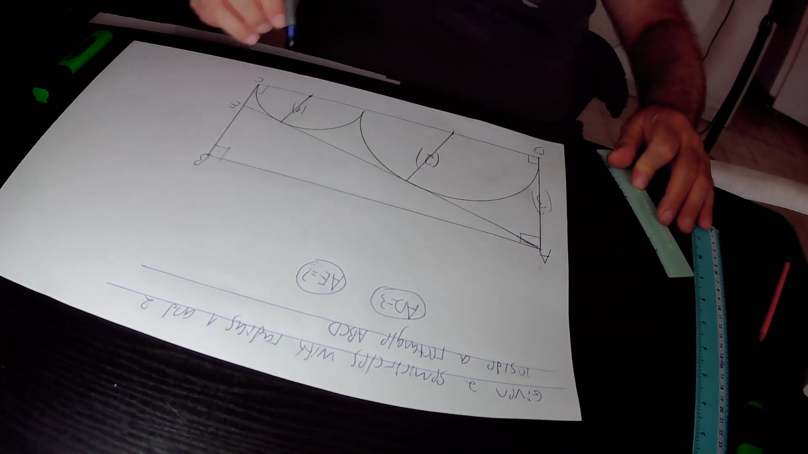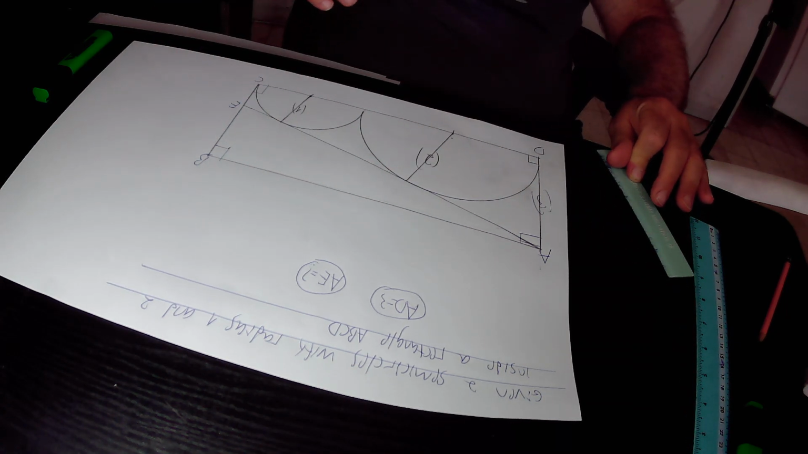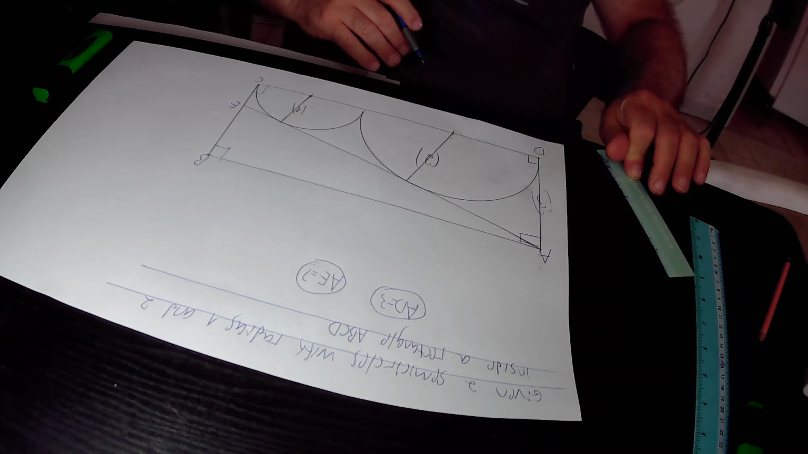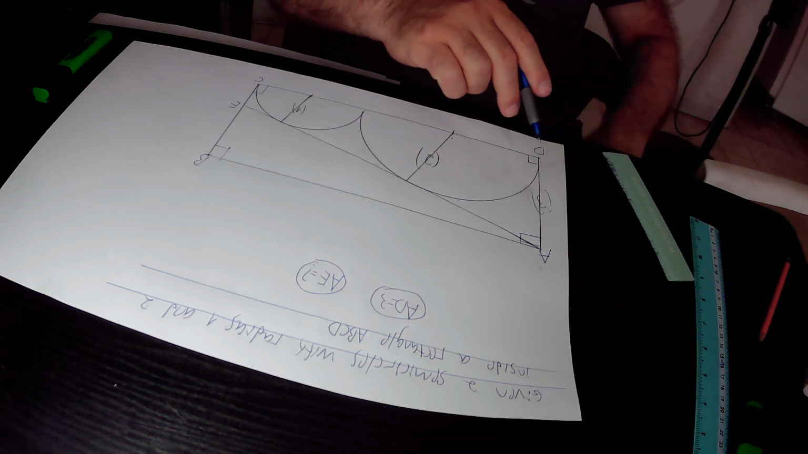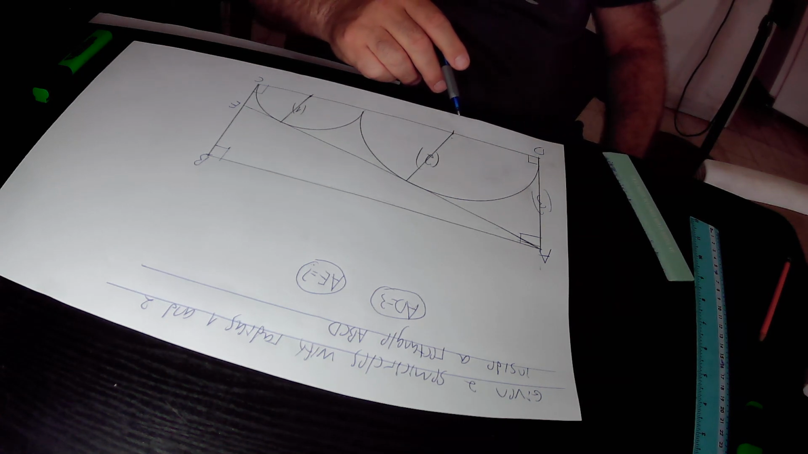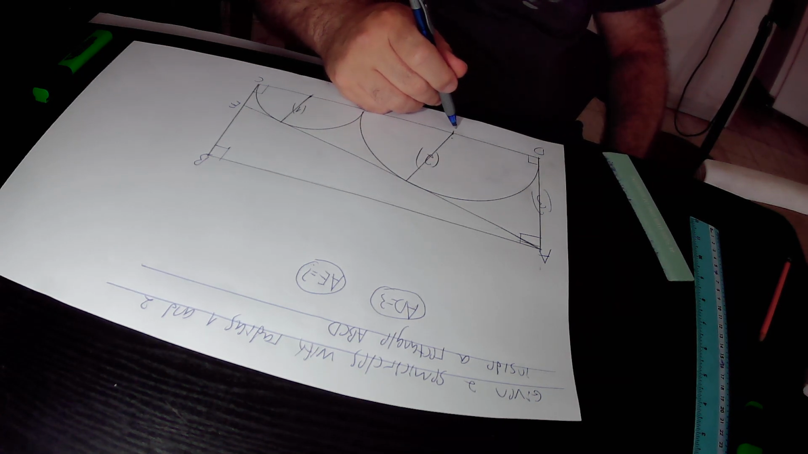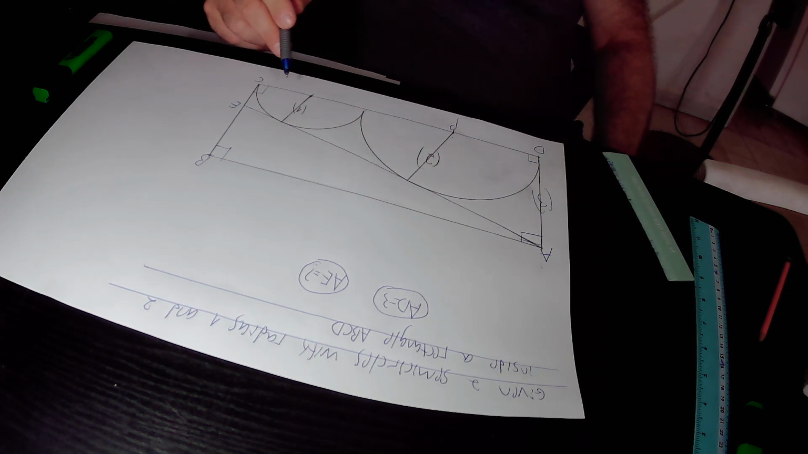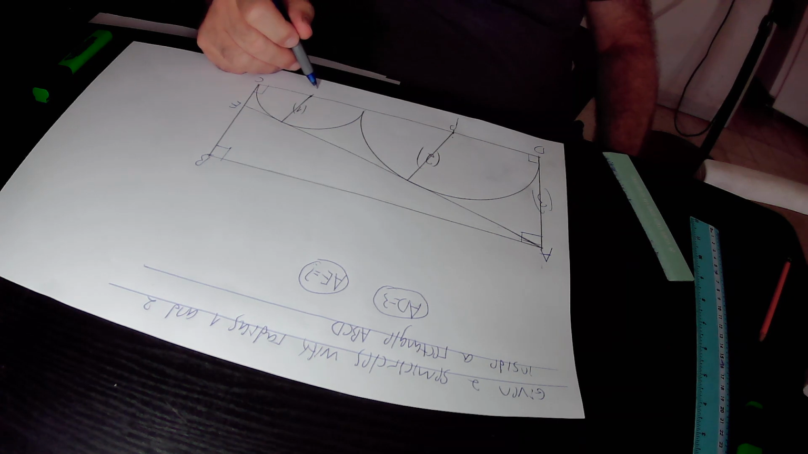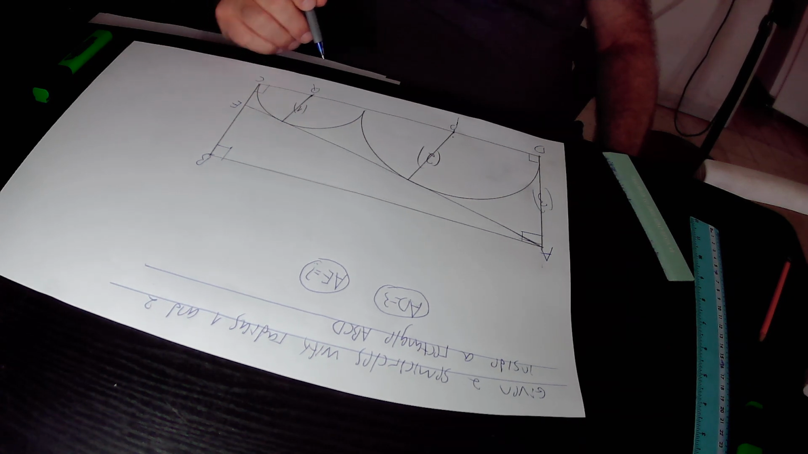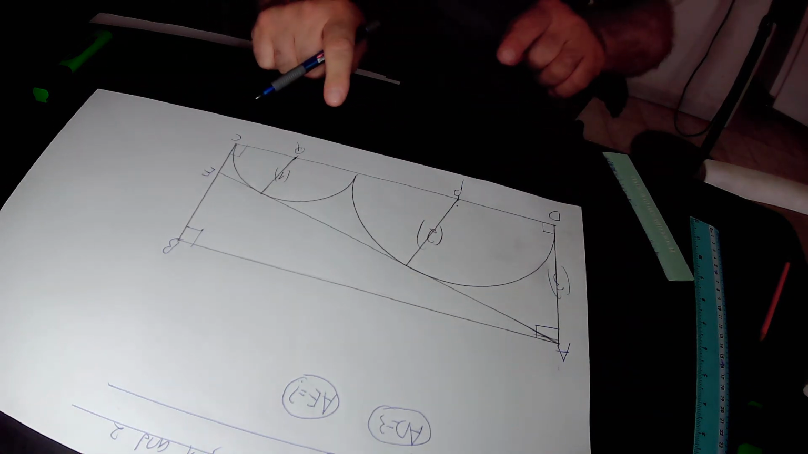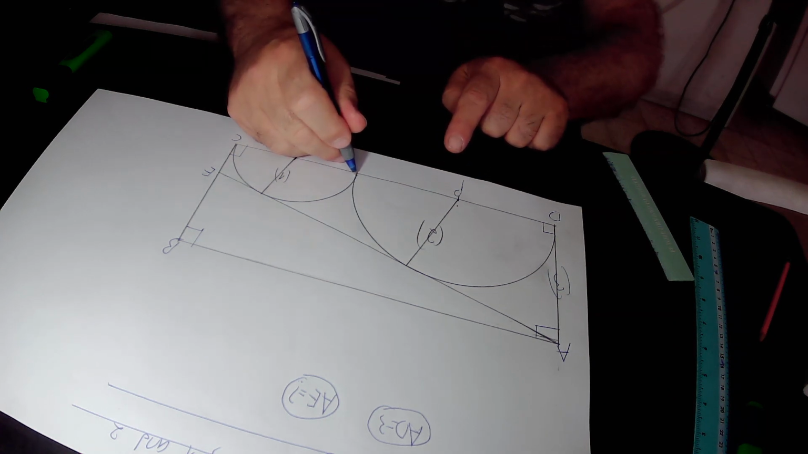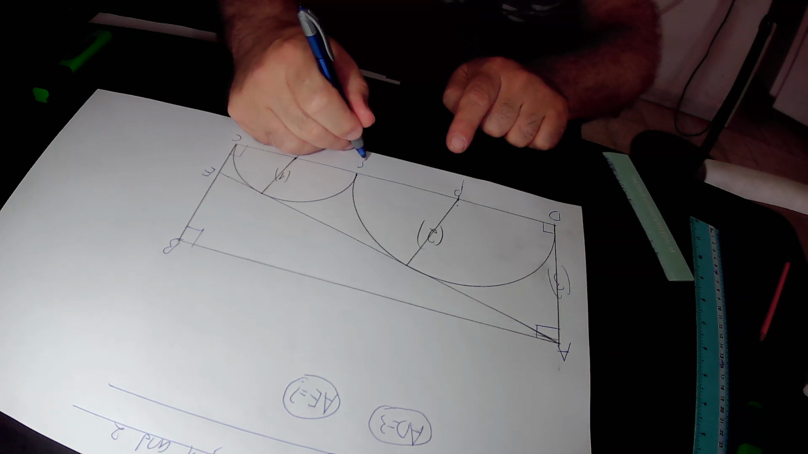In the next step, we will define the relevant points for this question with letters. We will define the center of this big semicircle as point P. We will define the center of this small semicircle as point Q. We will define the touching point of those two semicircles as point S.